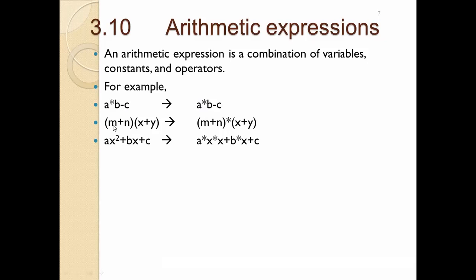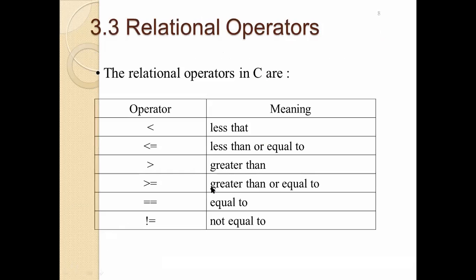Here m and n will be added, x and y will be added, and in between the answers which operator is placed? Star, that is multiplication. Similarly in the last case, a x square plus b into x plus c, this is how it is being calculated. So first of all what does it calculate? It will calculate a x into x, bx and then c, and then add up all these three.